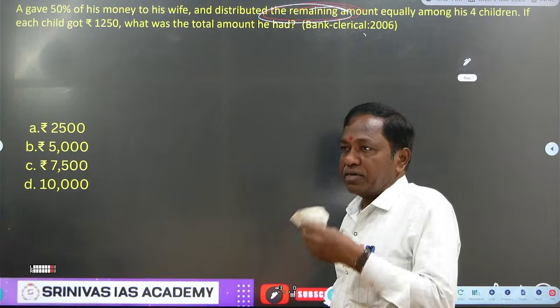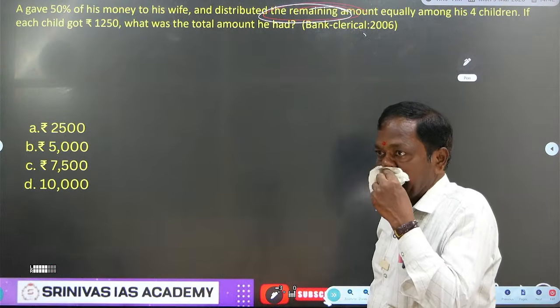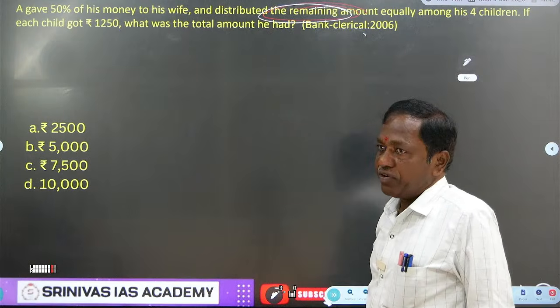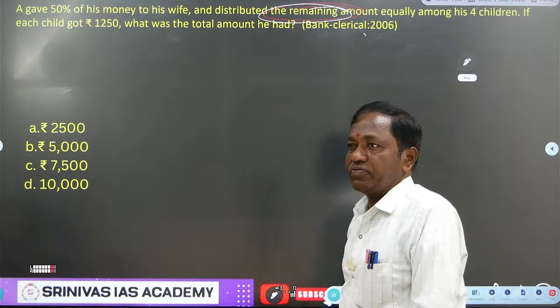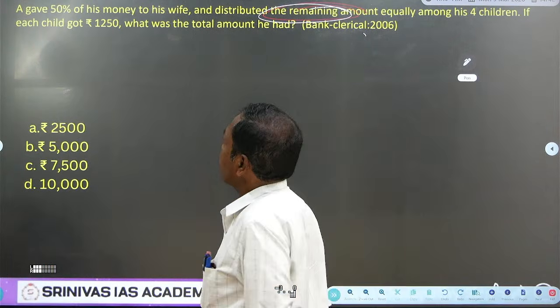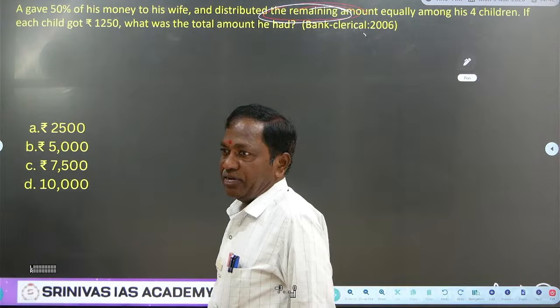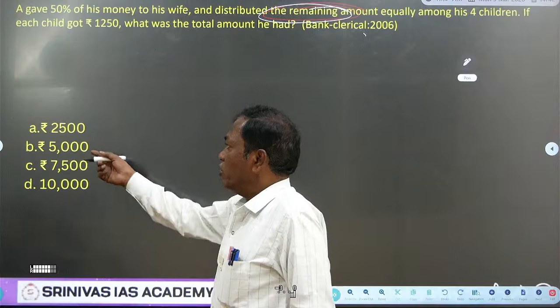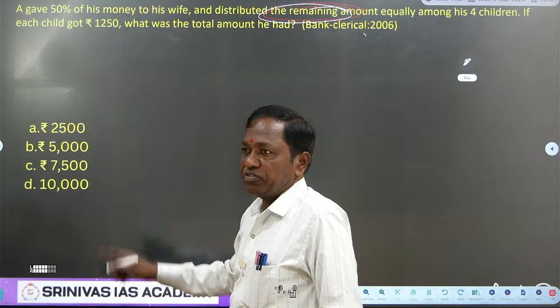It's arithmetic, logical. Instead of doing this, always do it in a forward way, but write the equation normally. What is the money he had? We don't know. Options are given: option A, option B, option C, option D. We do not know which option it is.